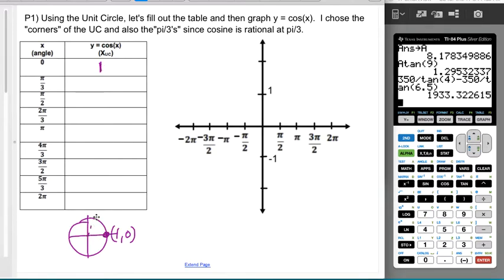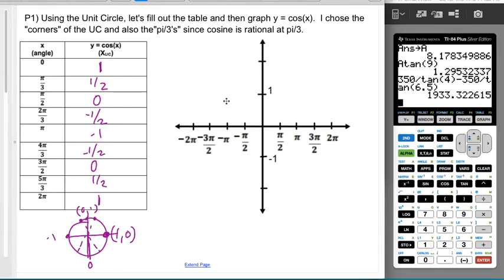And then here at pi over 3, the cosine is 1/2. And at pi over 2, the cosine is 0, right, because it's the x-coordinate, so 0. Here we have the same value but negative because it's an x value, so the x value is negative 1/2. And then negative 1 is the x value. Then back to another negative 1/2. And then another 0. And then a positive 1/2. And then back to being a 1.